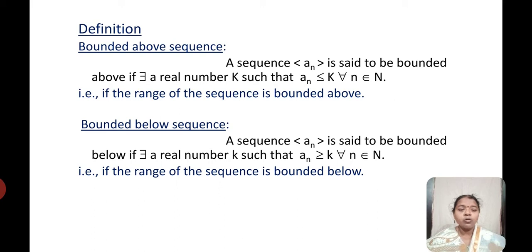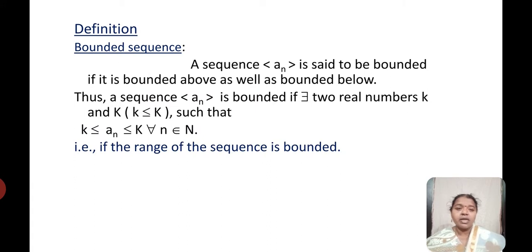Now let's go to bounded below sequence. A sequence a_n is said to be bounded below if there exists a real number small k such that a_n is greater than or equal to k for all n belongs to natural numbers, that is, the range of the sequence is bounded below. So the next definition would be bounded sequence. For a sequence to be bounded, it should satisfy both the conditions, which are it should be bounded above as well as bounded below.